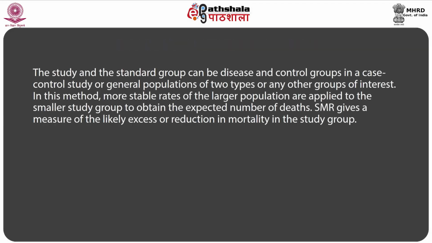The study and the standard group can be disease and control groups in a case control study, or general population of two types, or any other group of interest. In this method, more stable rates of the large populations are applied to the smaller study group to obtain the expected number of deaths. SMR gives a measure of the likely excess or reduction in mortality in the study group.